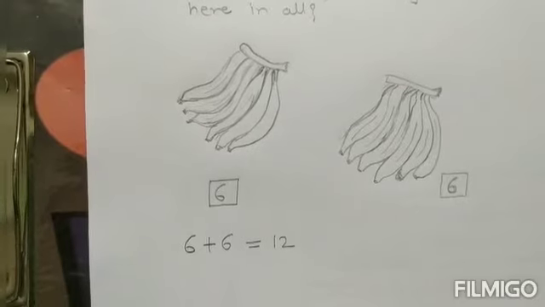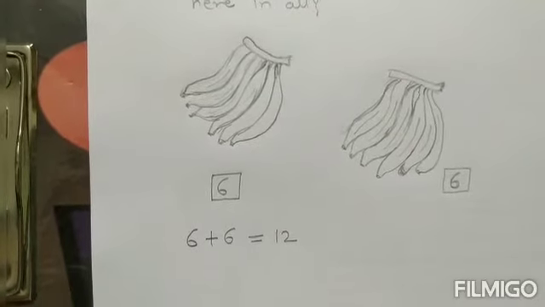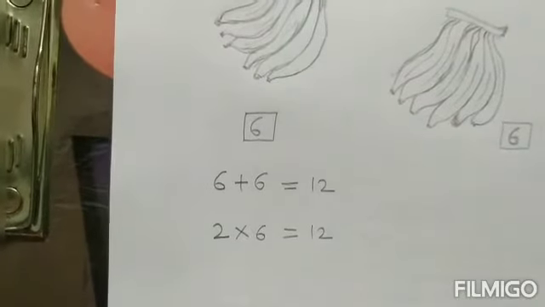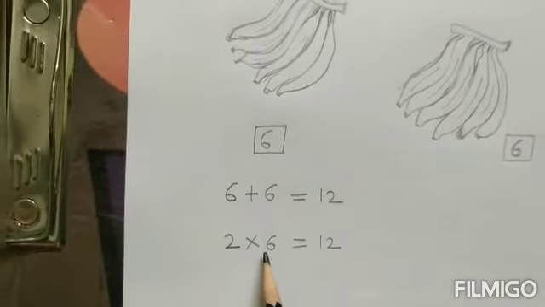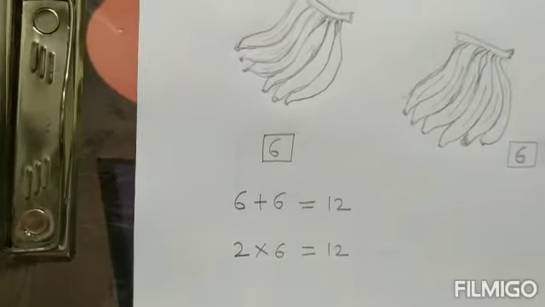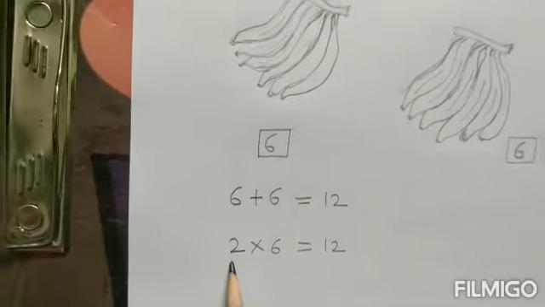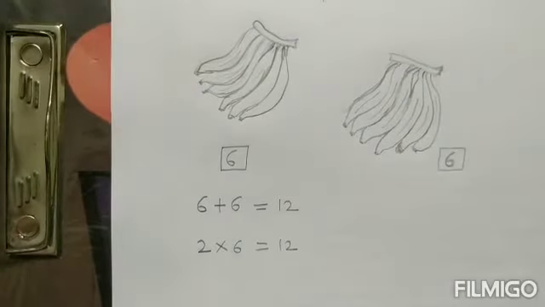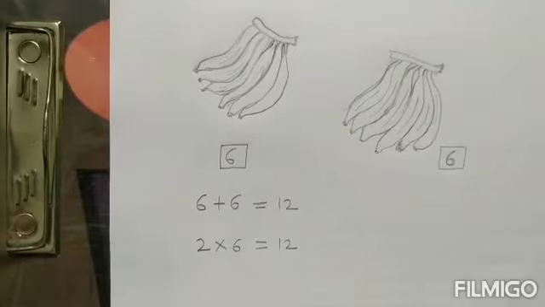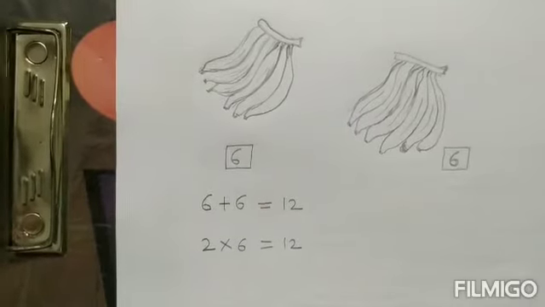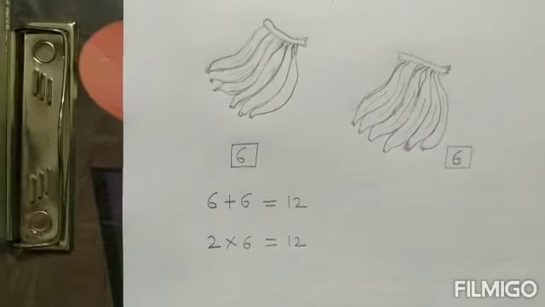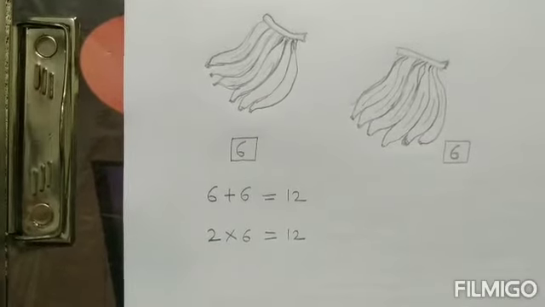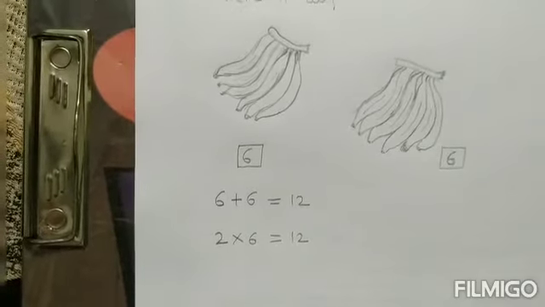Adding the same number over and over again is known as repeated addition. By using multiplication, we write 2 multiplied by 6 is equal to 12. Repeated addition is called multiplication. Children, remember one thing. We use multiplication when each group has the same number.